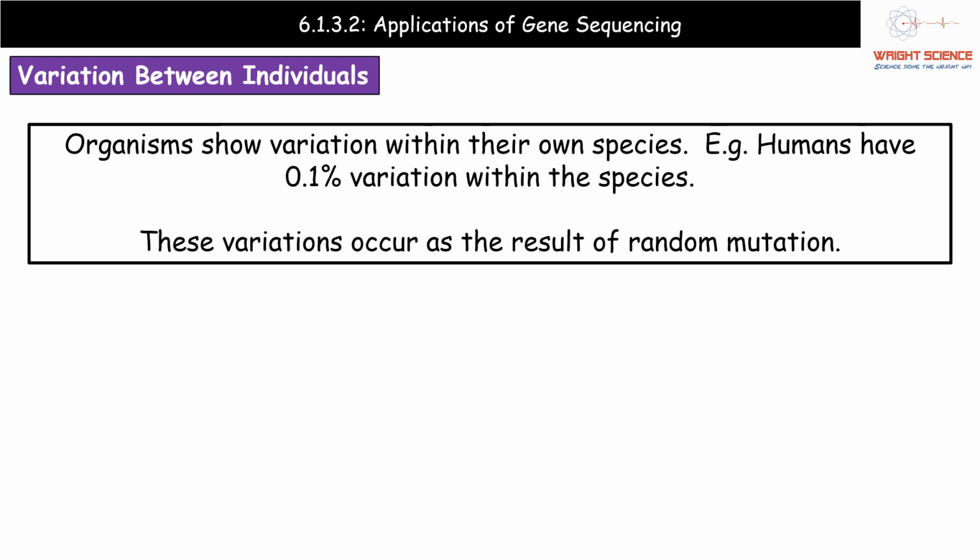And the result of random mutation is causing those variations. So you've all got the same genes, but obviously we've had these random mutations that have led to variations in the alleles that we have.